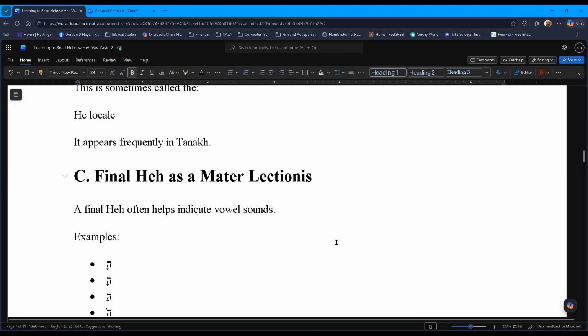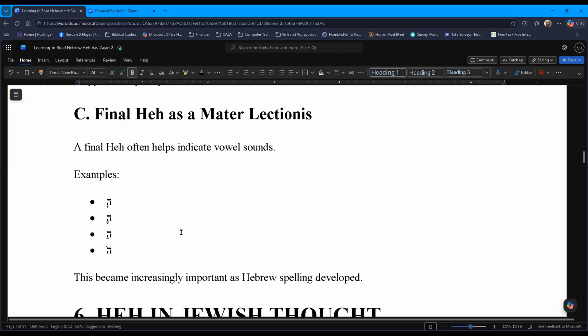And finally, as I mentioned a little bit earlier, the final he functions as a mater lectionis. It indicated vowel sounds. The kamets has the "ah" sound. So the kamets hey would be "ah," a little bit more accentuated. Then the segol has the "eh" sound. And then the tsere has the "ay" sound. And then the holam, the "o" sound, "ho."